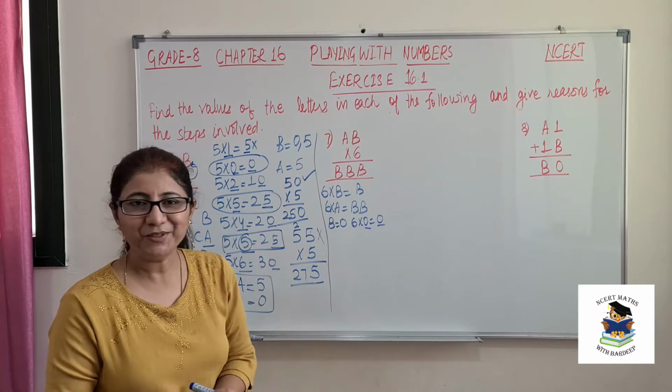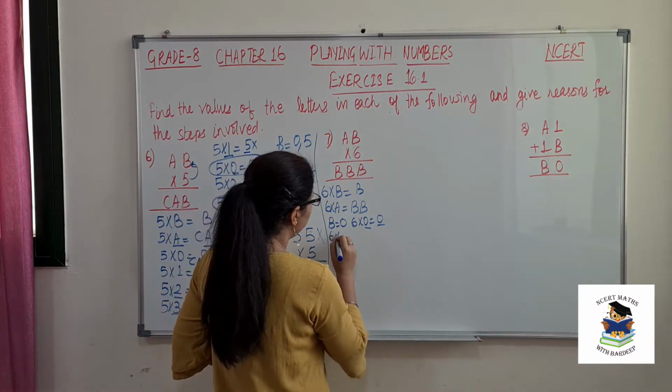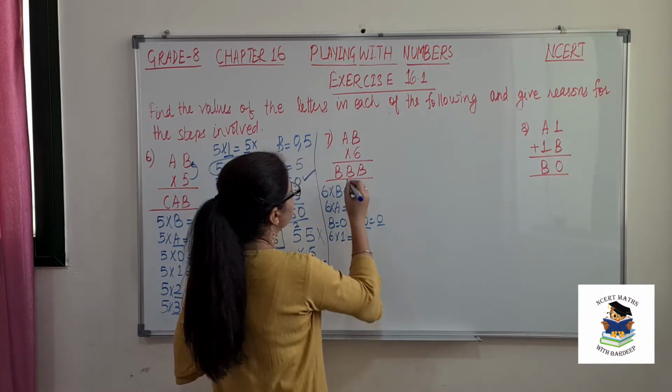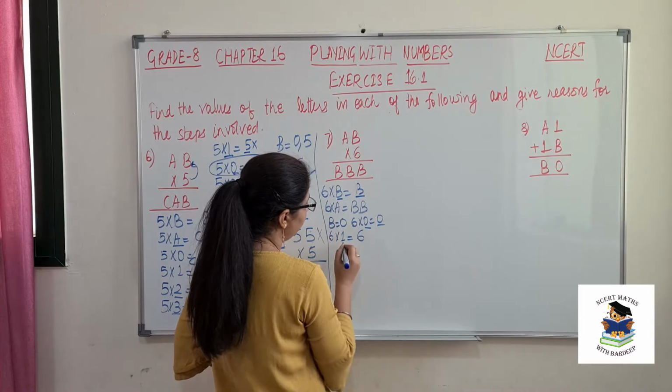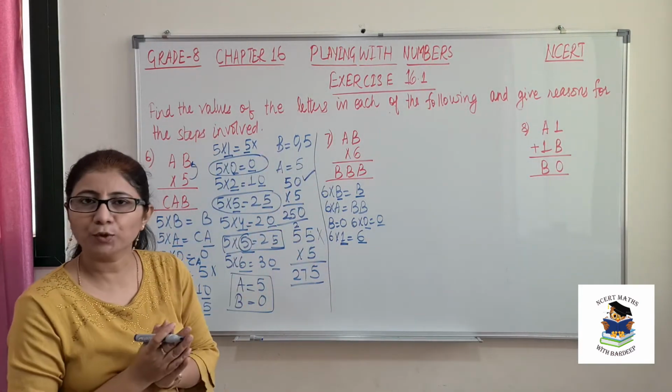So obviously that will not be the solution. So let's see the next one. 6 into 1 is equal to 6. So we have this B and this B as same, but we are putting 1 and we are getting 6. So this is not possible.